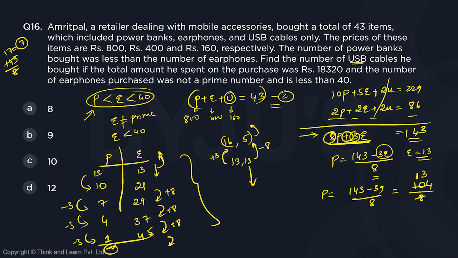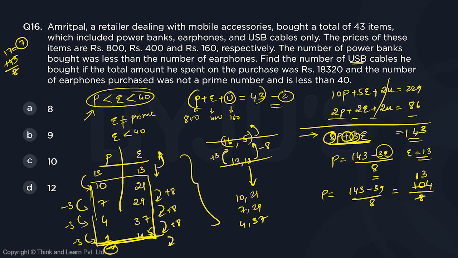But you're supposed to look at P less than E. P less than E basically means this is ruled out, this is also ruled out. So you have only these 4 values where your P is less than E. But E should also be less than 40. So this is also ruled out. So you have only 3 values: 10, 21; 7, 29; 4, 37.